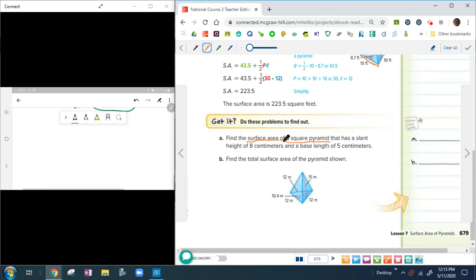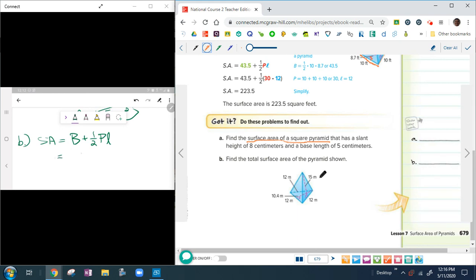All right, let's try part B. I'm used to doing that big B now. Capital B, here we go. Let's read it carefully. Find the surface area of the pyramid shown. All right, so total surface area. So surface area of a pyramid is capital B plus 1/2 the perimeter of the base times the slant height.